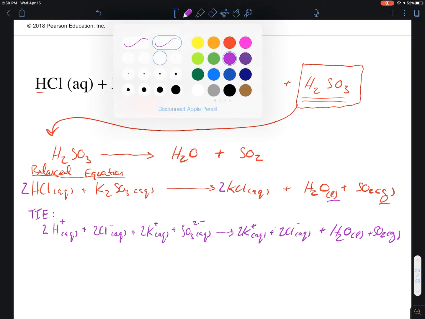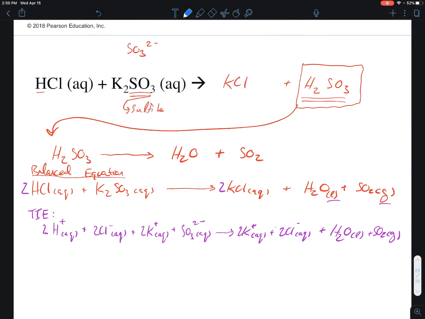All right. To get to our net ionic equation, let's cross out everything that shows up twice. Chloride shows up in the starting materials. It also shows up in the products. We cross out chloride. Potassium shows up in the starting materials. It also shows up in the products, potassium ion. So we cross that out. Notice H plus does not show up in both the products and the starting materials, and SO3 doesn't either, right?